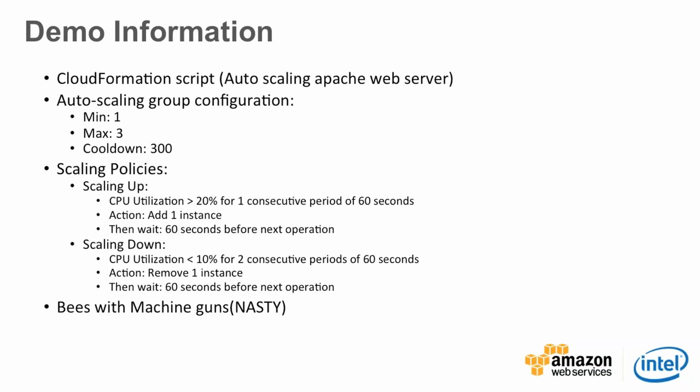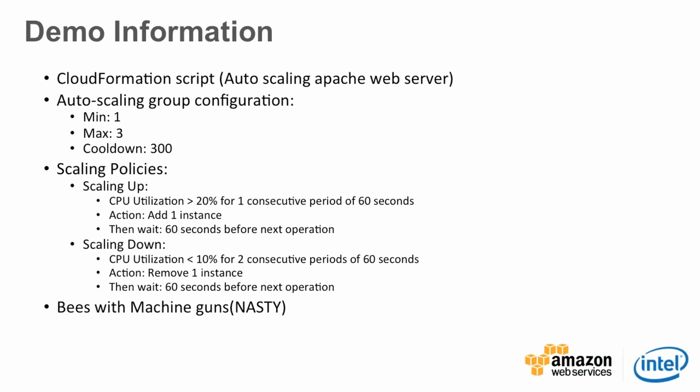I'm keeping the scale-out metrics quite low because I want to show you that it happens in a short period of time. So if my CPU utilization goes above 20% for 60 seconds, it will add one more instance. The scale-down policy is if it is less than 10% for 2 consecutive periods, it will remove an instance. Bees with Machine Guns, as I say, is nasty. Be very careful when you use it.